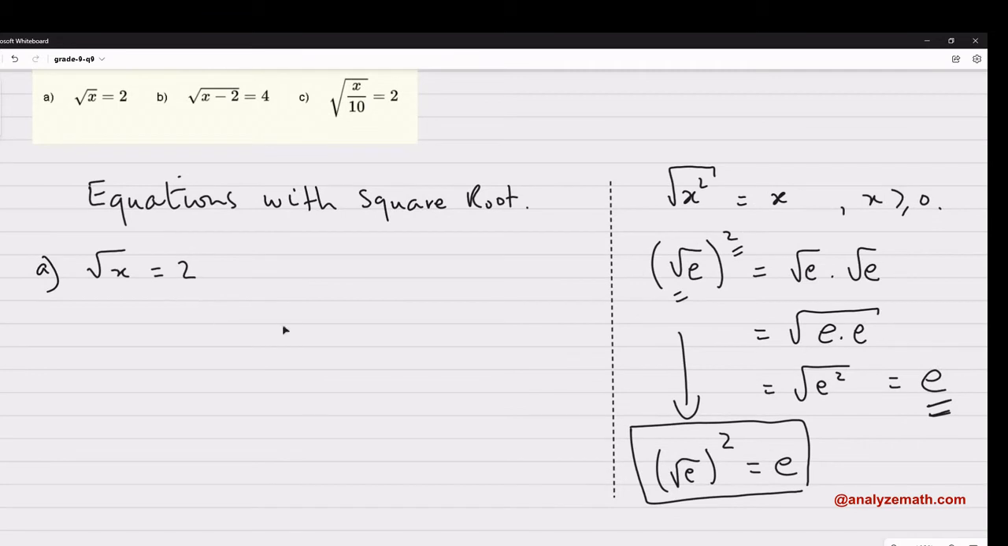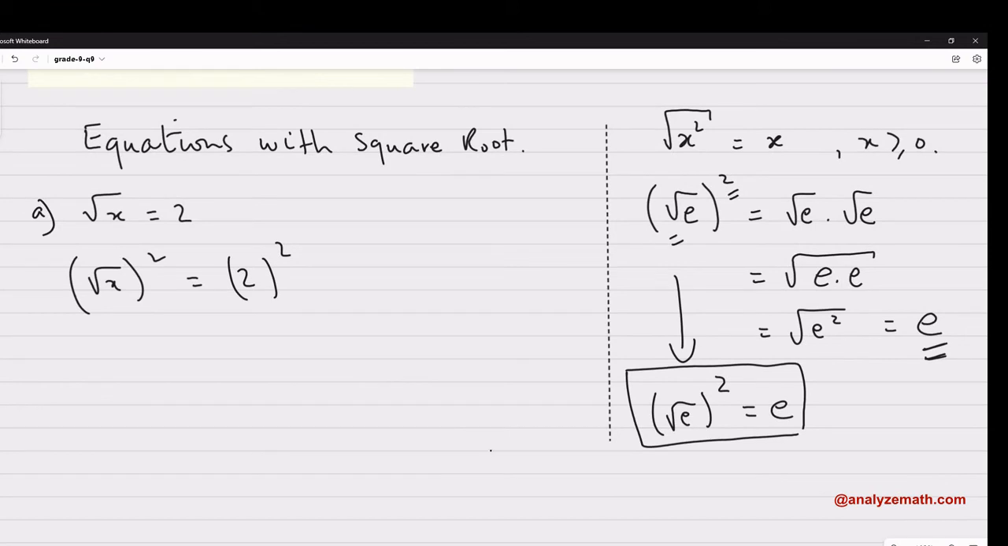Now let's go to part A. The equation is the square root of x equal to 2. So what I'm going to do, I'm going to square both sides. I square this side, it is equal to this side squared. And then I know that this will simplify according to this. So that gives me x equal to 2 squared, which is equal to 4, and that's it. This is the solution of our equation. We can check: if you put 4 here, the square root of 4 is equal to 2.